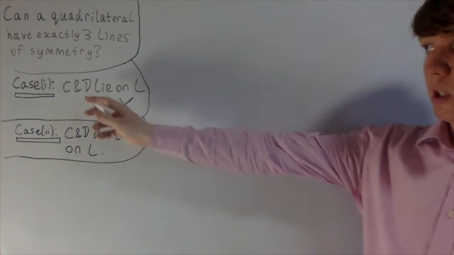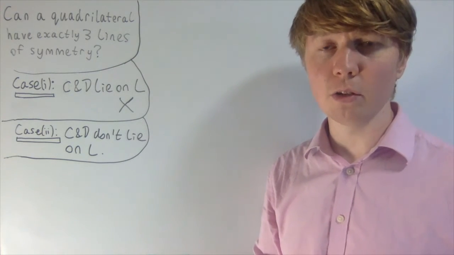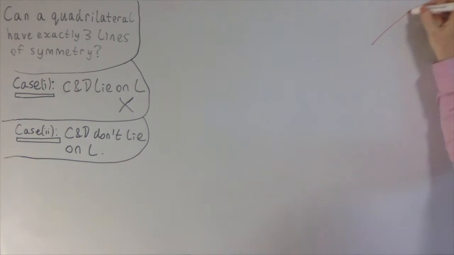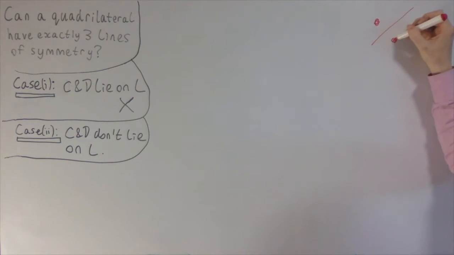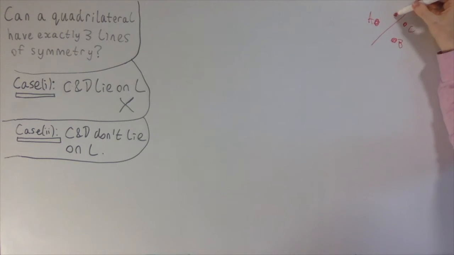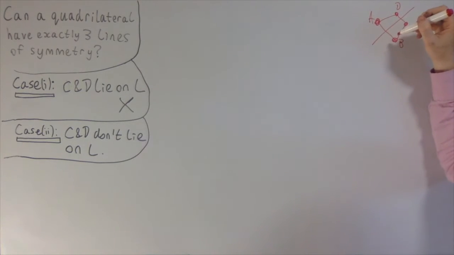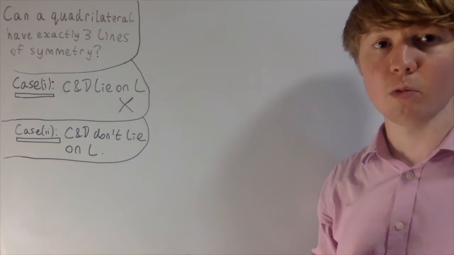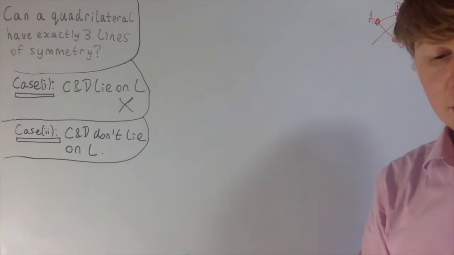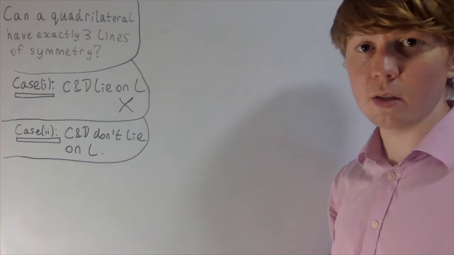Okay, so now we're actually done with case 1, where both of C and D lie on L, and we don't need to consider the case where only one of C and D lies on L and the other one doesn't, because then what would happen in that case is, imagine you've got your A and B here, and maybe C doesn't lie on L. Well, that would ensure that D, in order to be the mirror image of C, would not lie on L. So it's not possible to have just one of them lying on L and the other one not. So we just need to consider for our case 2 the case where C and D don't lie on this line of symmetry L.